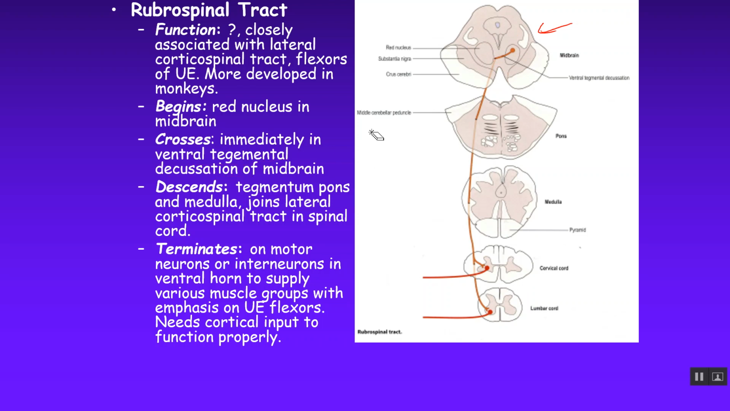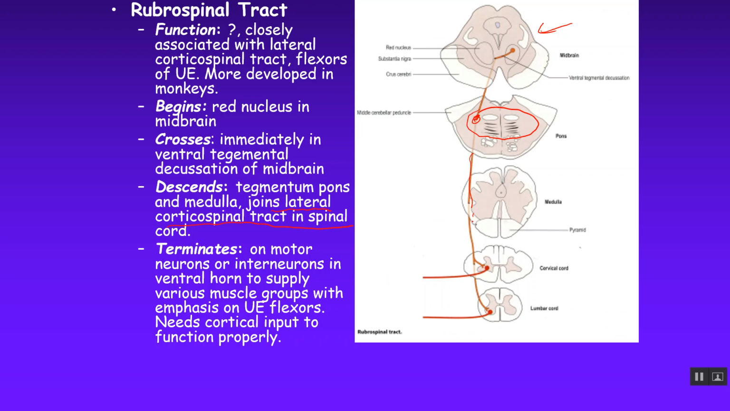It descends in the tegmentum of the pons. So here's the pons, this whole region. It's just kind of sitting there in the tegmentum. You can't see that tract or define it when it's running through the pons. You're not going to see that on a cross-section, actually. It runs down and then joins the lateral corticospinal tract of the spinal cord.